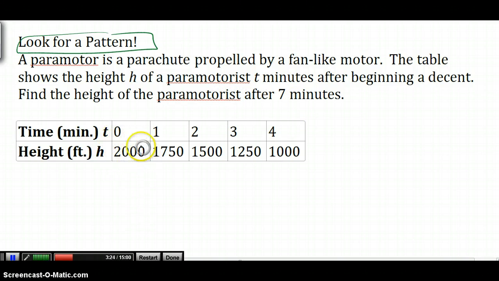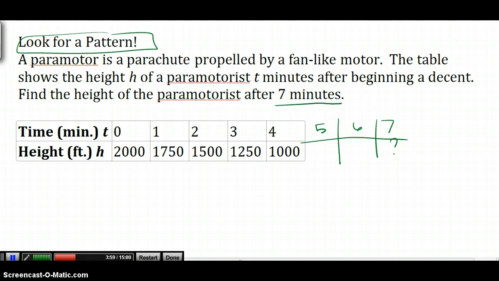So h is the height that he's at after t minutes. So at 0 minutes, which means he hasn't started yet, he starts at a height of 2,000 feet. Then after 1 minute, he's at 1,750 feet. At 2 minutes, he's at 1,500 feet. 3 minutes, so on and so forth down the line. Our goal is to find out how high is he after 7 minutes. So we're trying to fill in this chart 5, 6, 7 minutes. How high is he after 7 minutes?